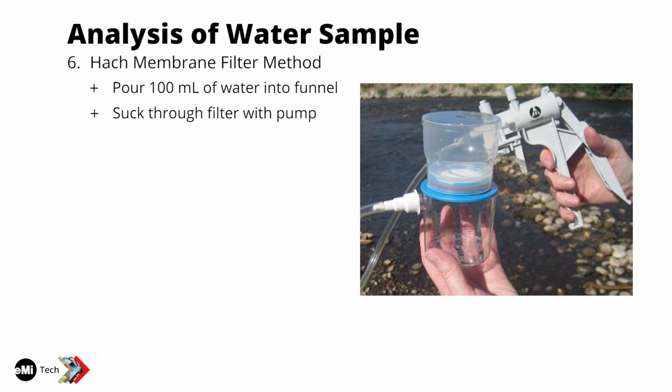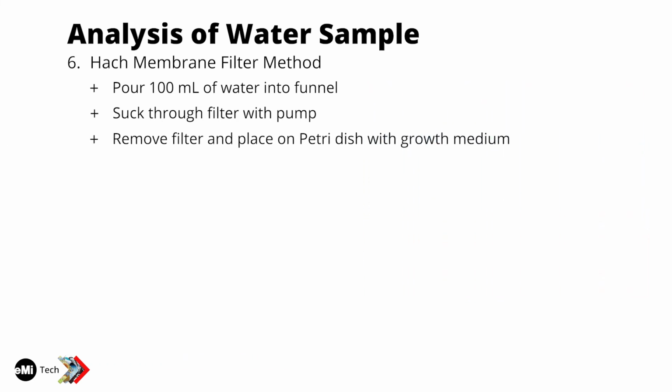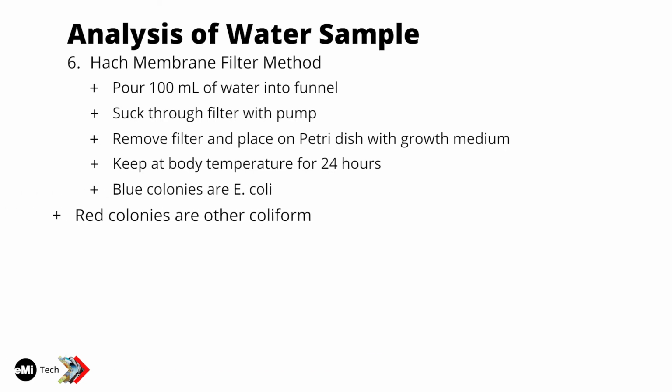As the water goes through the membrane, the water passes through it easily, but the bacteria cannot pass through, so they all get collected on it. Then you pull apart the two halves of the unit. You use sterile forceps to remove the membrane. You put it into a Petri dish with growth medium. Then you have to keep it at body temperature for 24 hours, and then you can count colonies. Blue colonies are E. coli, red colonies are other types of coliform.